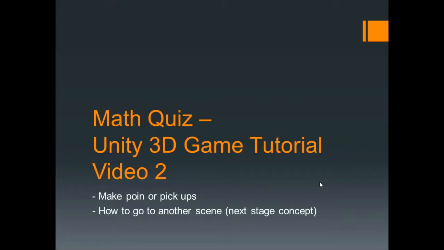In the first video, we already discussed how to build the ground, wall, player, and player control scripts. Now, in the second video, we will discuss how to make points or pickups and how to go to another scene, or the next stage concept.